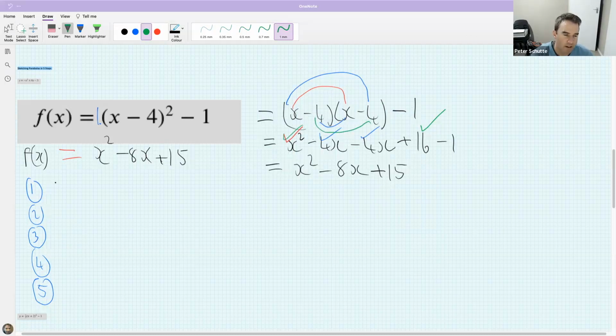So step 1 is this is a happy graph because there is a 1 in front. And then step 2, the y-intercept is 15. Because when you make x 0, it knocks out all the other bits and you're just left with this one.